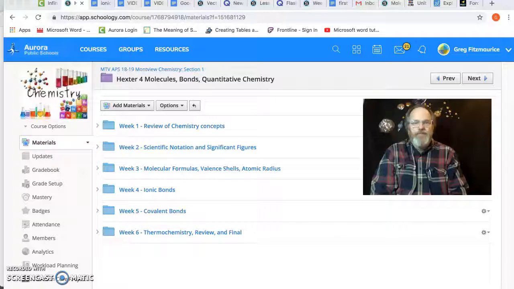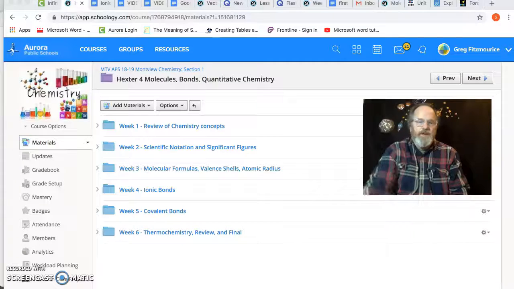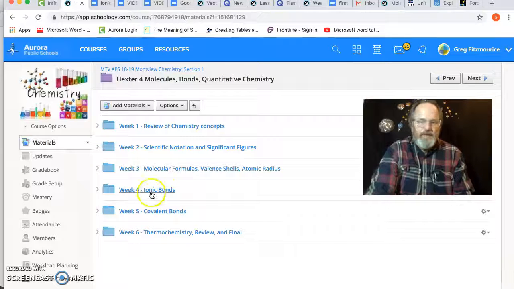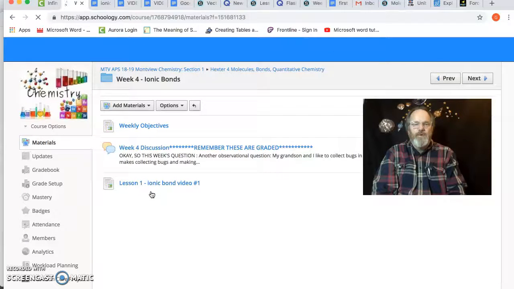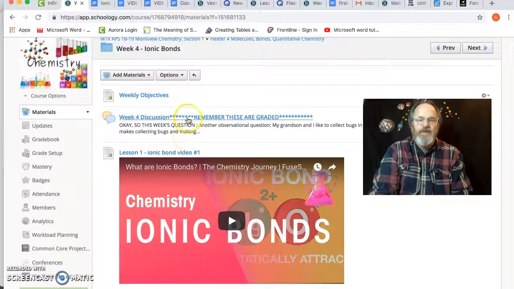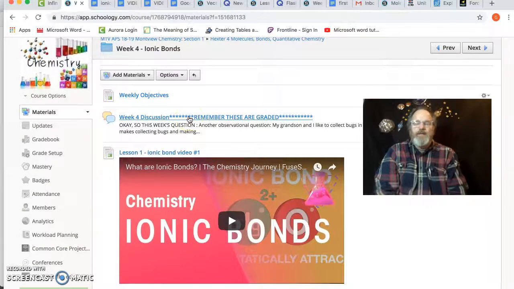So let's get started with week 4. Here we are, ionic bonds. Bonds are a way that atoms join together. So let's click on week 4. Remember to do the discussion post, okay? It's 10 points. So first click on the discussion and take that discussion as far as your mind will let you with a good, proper answer.